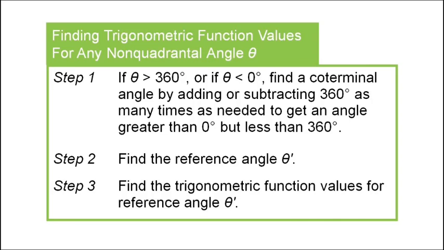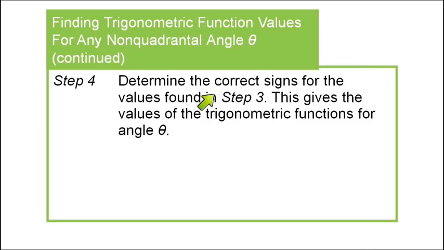Here's a slide that just has the steps of how to do what we just did in the last example. It says if your angle is larger than 360 or less than 0, you have to start by finding a coterminal angle that's between 0 and 360. That will help you know what quadrant your angle is in. Then you can find a reference angle between the terminal side and the horizontal. After you know the reference angle, you can use that to know the trig function values for the original angle, and then you use ASTC to determine the signs.